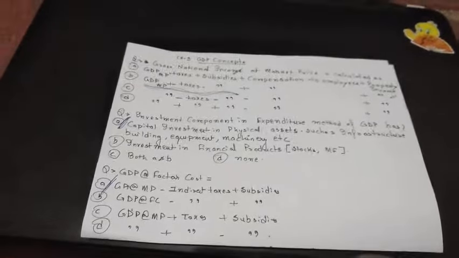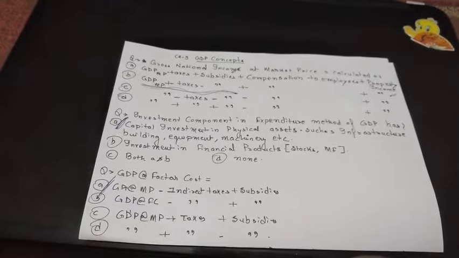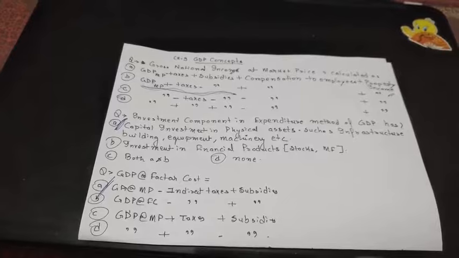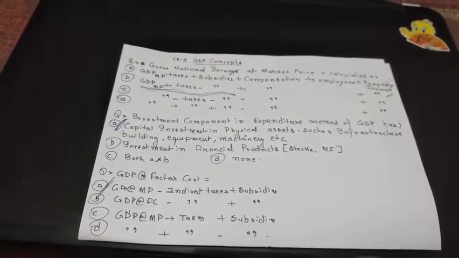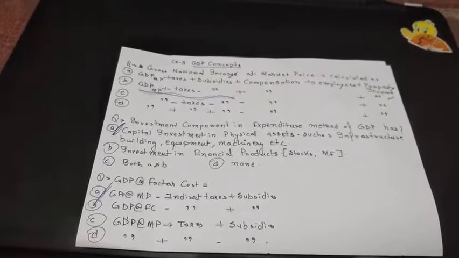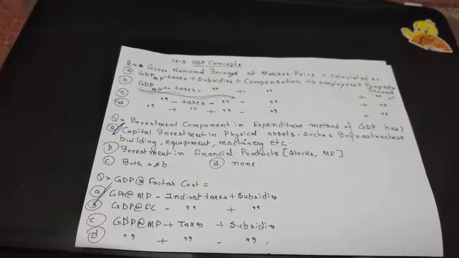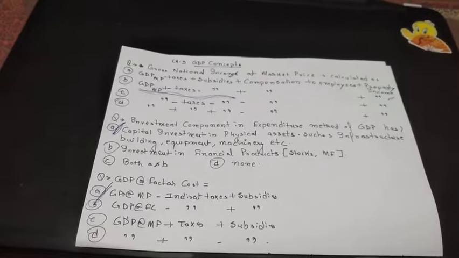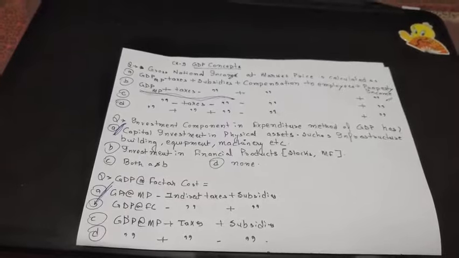The definition of the GDP is that the production of goods and services inside India, or the Indian territory, is the GDP. So this definition comes from the production method of the GDP. As we have read, there are three methods of GDP: production method, income method, and expenditure method. And this definition comes from the production method.